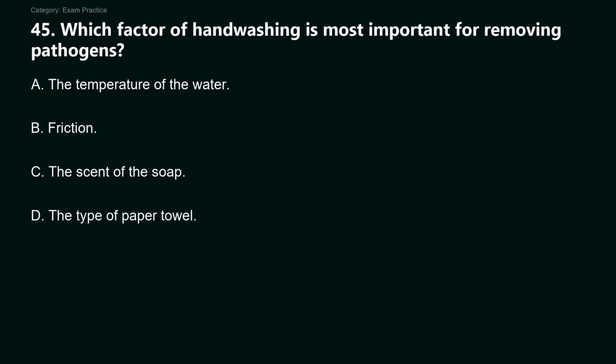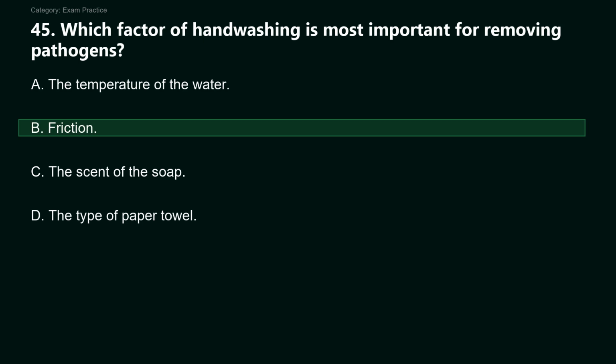Question 45. Which factor of handwashing is most important for removing pathogens? Option A, the temperature of the water. Option B, friction. Option C, the scent of the soap. Option D, the type of paper towel. The correct answer is option B, friction. The mechanical action of rubbing the hands together physically removes germs.